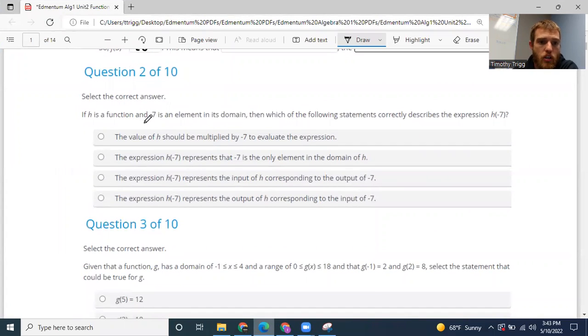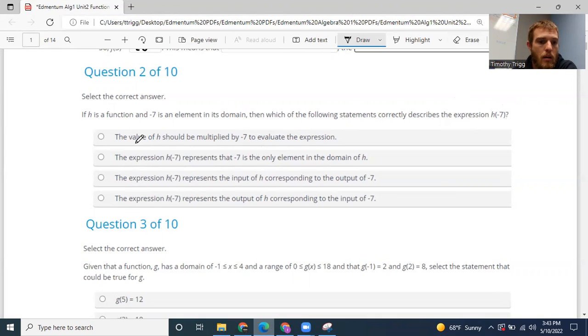If h is a function and -7 is an element in its domain, then which of the following statements correctly describes the expression h of -7? Does that mean we're multiplying h times -7? No. I remember I went over that. In this notation, that does not mean multiply.